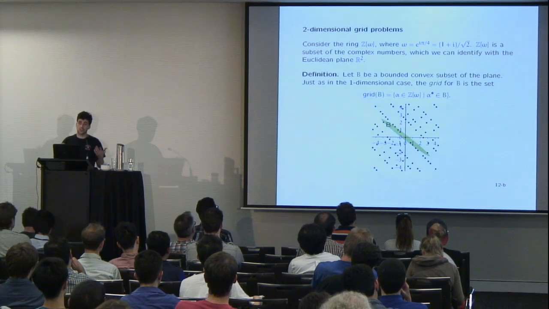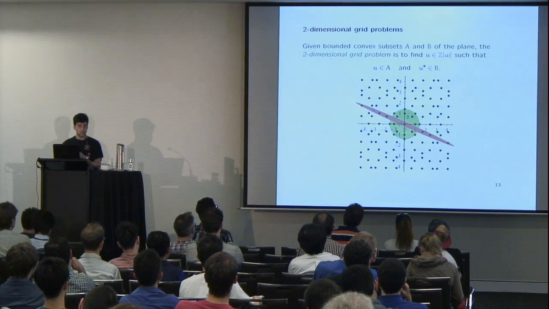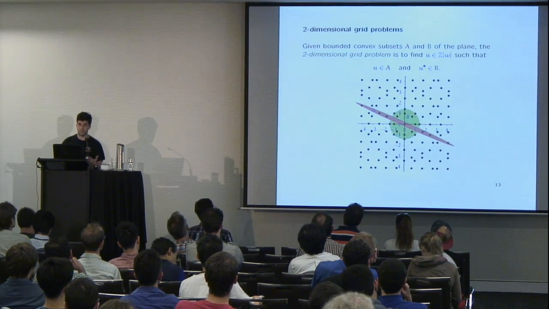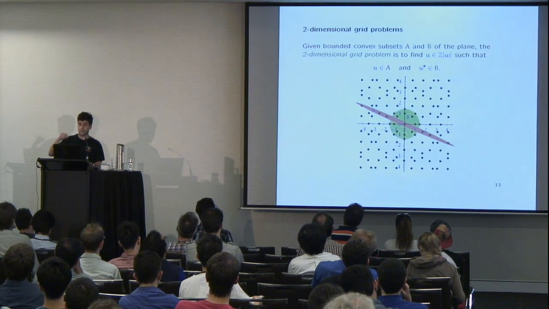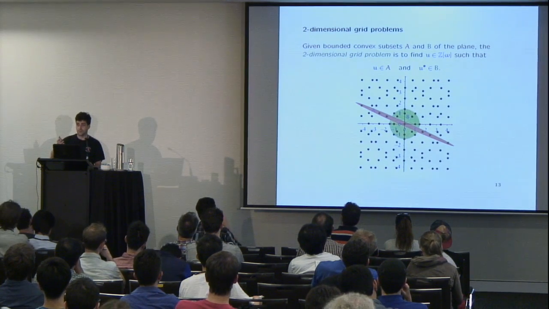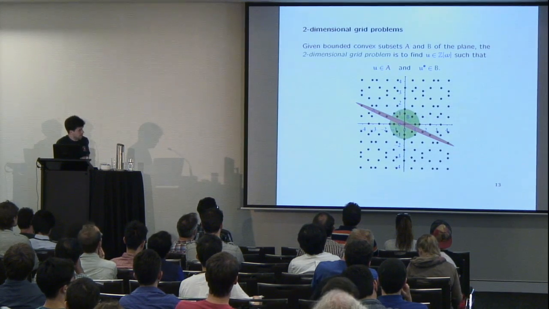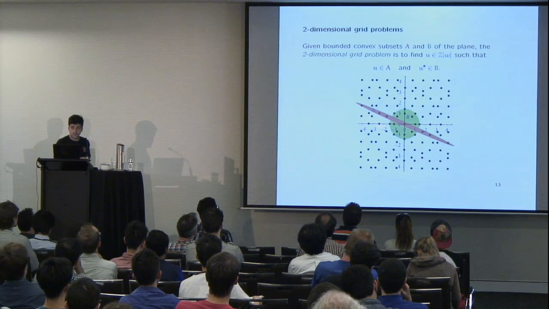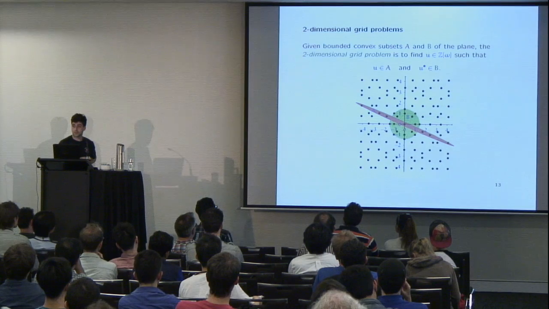The notion of a two-dimensional grid problem is just, this time you're given two convex sets, A and B, and you're looking for the elements of Z[ω] that lie at the intersection of A and the grid for B. So here B is this green circle, and A is this pink ellipse. And this particular problem has 1, 2, 3, 4, 5, 6, 7 solutions.